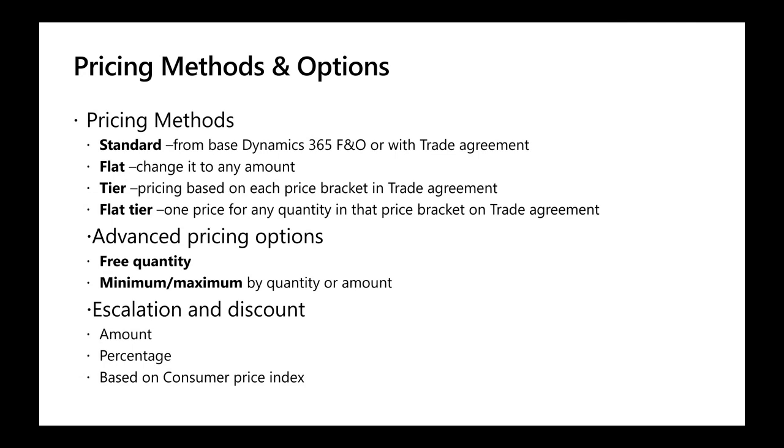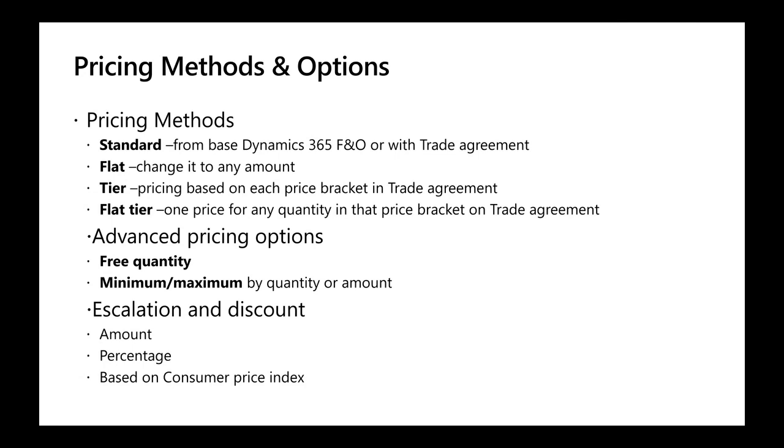And then if you change it to flat, that means you can actually change the unit price to anything you want. So it allows you to just freeform enter an amount on that billing schedule line. It doesn't come from anywhere else. And then tier and flat tier are used with a trade agreement as well. So tier pricing means that for the quantity that you enter, you can base it on different tiers or price brackets that you have set up in your trade agreement. And then flat tiers, you basically have one price for any quantity in that price bracket.